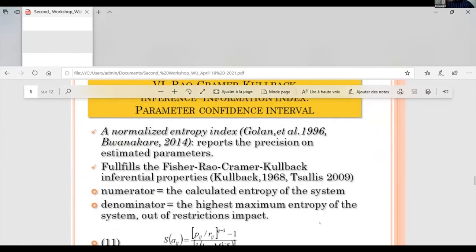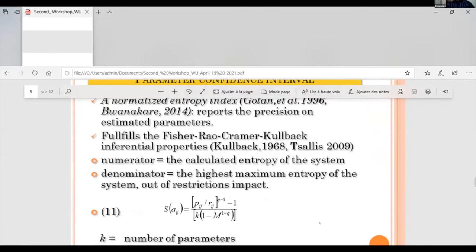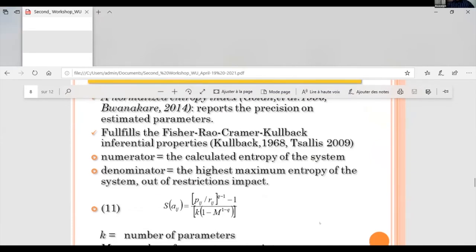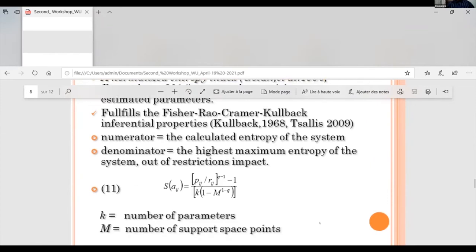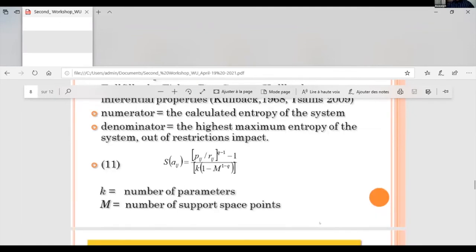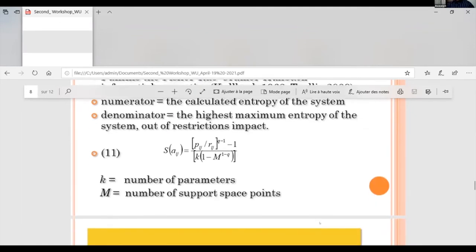Okay, now concerning the inference, for the parameter significance, of course, we use the numerator, which is the computed entropy of the system, and the denominator, the highest maximum entropy of the system without restriction impact, with the number of parameters and the number of subspace points.